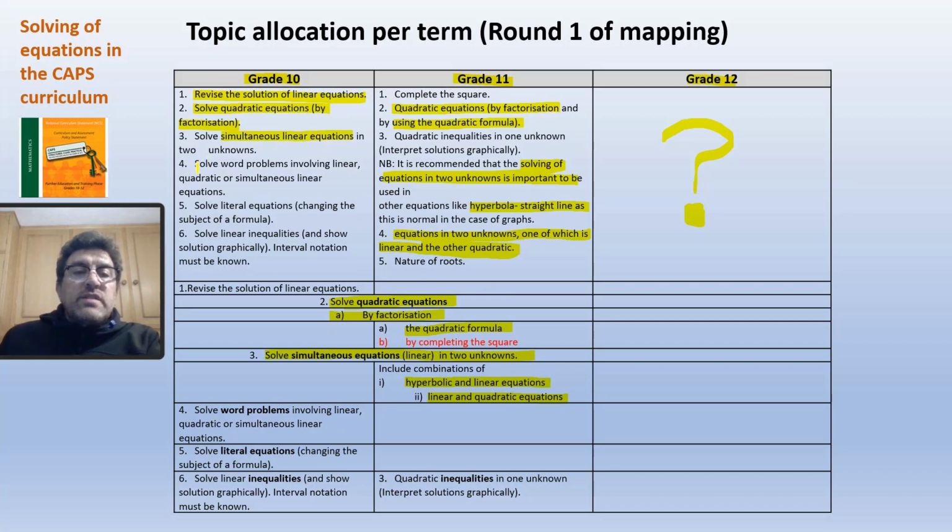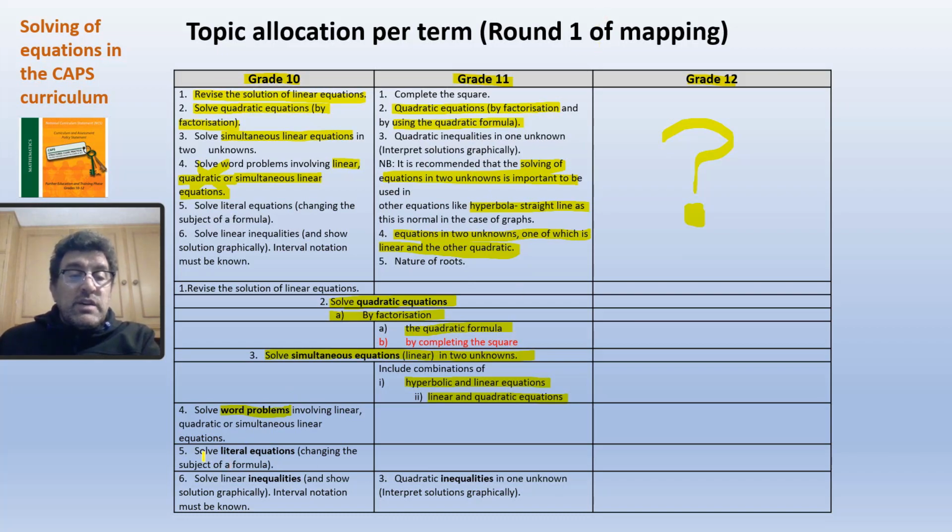Then it says here we solve, so we've dealt with simultaneous equations. We solve word problems involving linear, quadratic, and simultaneous linear equations. So if we have a word problem, it can have linear, quadratic, or simultaneous equations; I'm highlighting the notion of a word problem. Nothing is said over here about that, which is important. We'll talk about that in our next round of mapping.